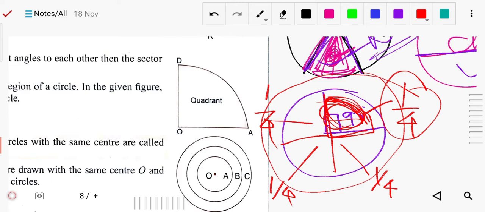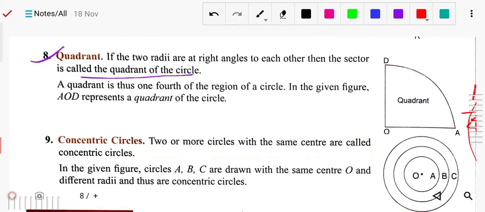So when two radii are drawn, here are the two radii, but the angle was not defined. If the angle is 90 degrees, this portion is called the quadrant. So there are total how many quadrants? Four quadrants are there. Now next we have the concentric circle. Two or more circles with the same center are called concentric circles.